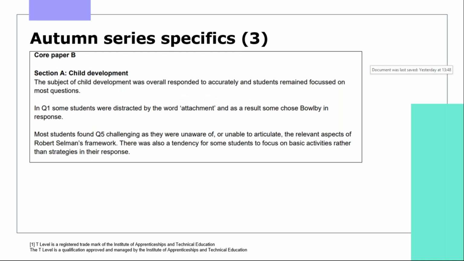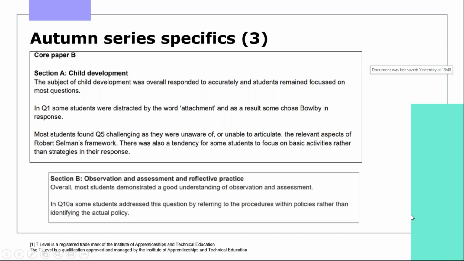So starting with section A, the report shows that there was a general accurate response to the area of child development. There is acknowledgement of how the term attachment distracted some students. So teaching of terms which have multiple meanings or connotations might also be useful to keep in mind. Also, the question related to Selman's 5-level framework, and this proved to be a challenge for most students. And there was also a tendency for some to concentrate on basic activities rather than strategies, something that could be explored in teaching and learning activities across all the core competencies.